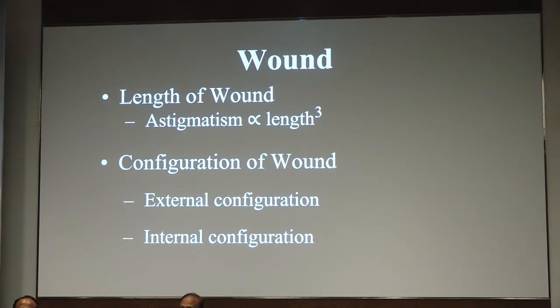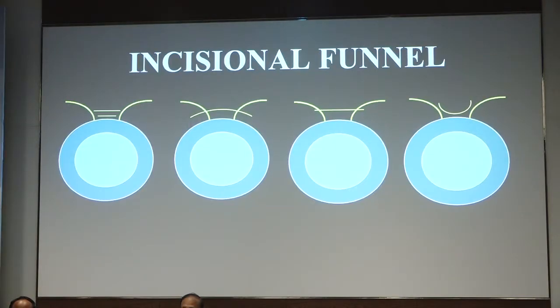So the length of the wound is directly proportional, I mean, it's 3 times proportional to the astigmatism. So that is why we spoke about the chord length and the arc length. So this is the imaginary tunnel that we were discussing.